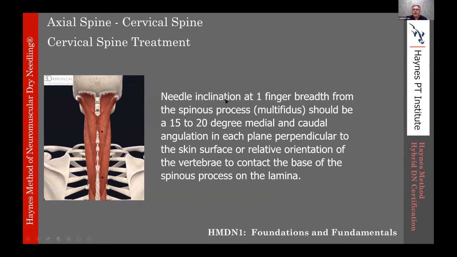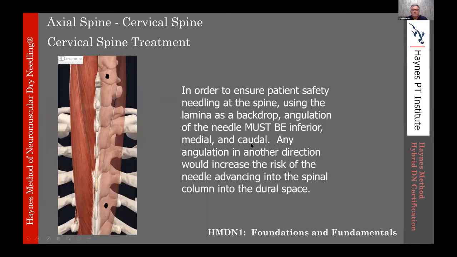For that treatment, our needle placement is going to be 1 finger breadth, and this is this spot right here, 1 finger breadth from the spinous process for multifidus, at a 15 to 20 degree medial and caudal angulation in each plane, perpendicular to the skin surface or relative orientation of the vertebra, to contact the base of the spinous process. Again, as we are looking on the skeleton, our goal is to land down on lamina. A patient will ask, how deep do you go? Well, as deep as that multifidus is, if I don't hit lamina, I probably am not hitting it. That's my main goal, is to hit multifidus. So lamina is our goal.